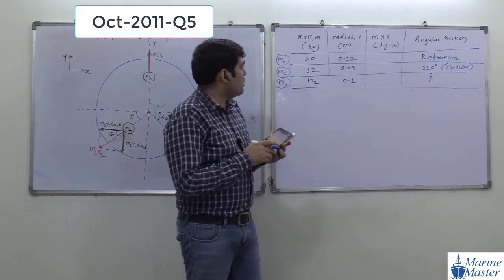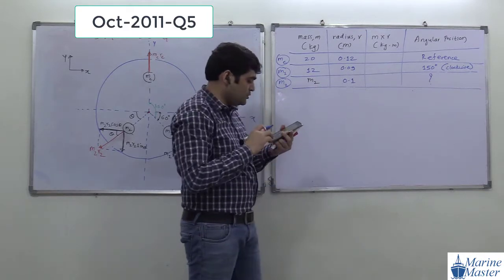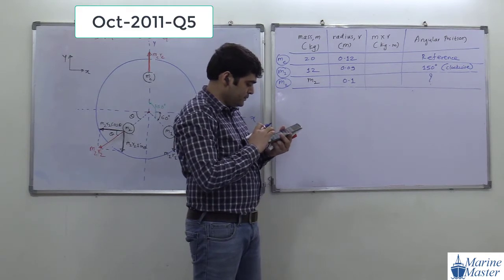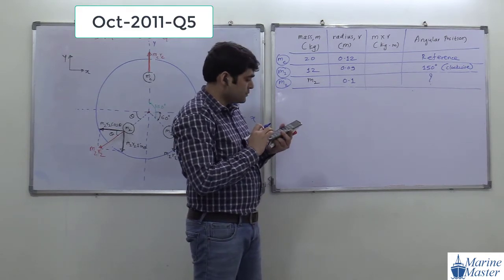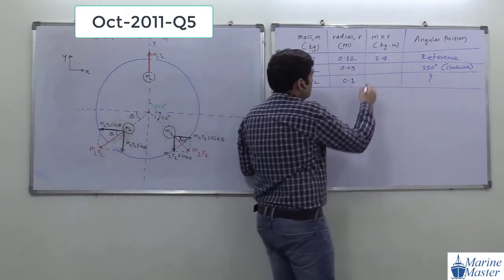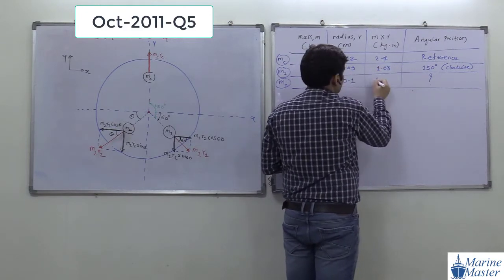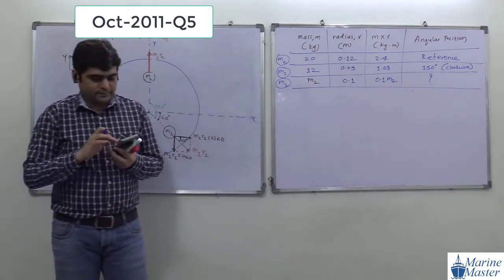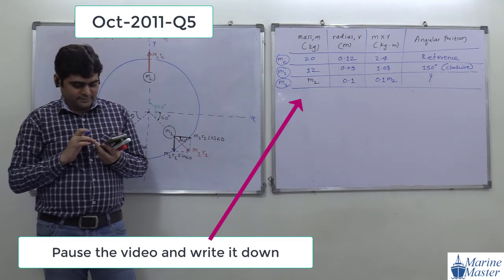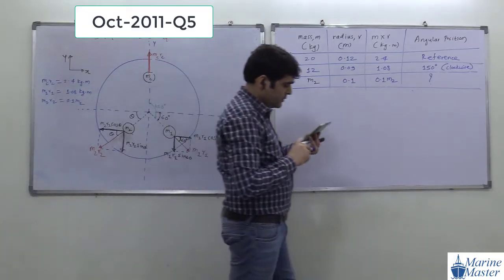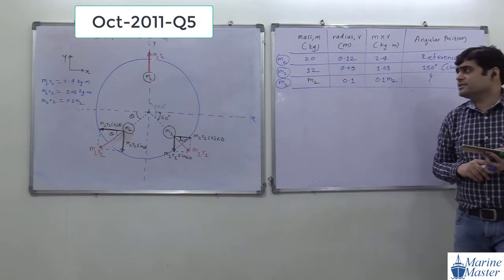Now the next scenario is we have to calculate the m into r values. So what will be the values? 20 into 0.12 is 2.4. Then 12 into 0.09 is 1.08, and this is 0.1 m2. Okay, please complete this table. Okay, good. Any doubt in this discussion, guys?